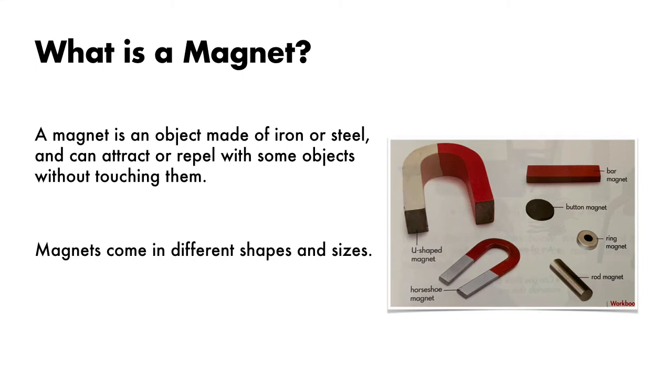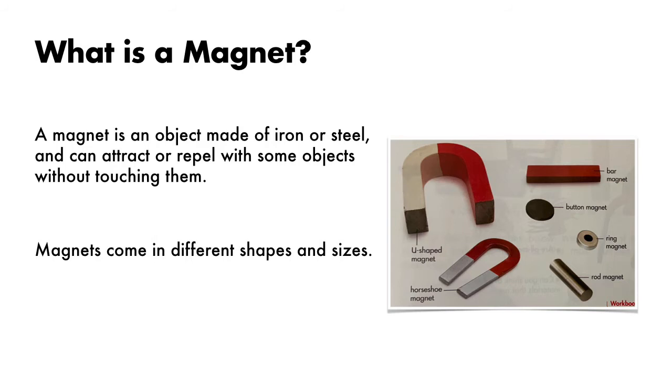So actually, what is a magnet? A magnet is an object made of either iron or steel, and can attract or repel some objects without touching them. Basically, when you hold the magnet near a magnetic material, it can attract and then stick. That's called attract. Or it can repel, go away. Repel means that instead of sticking to it, it actually goes away, forced away.